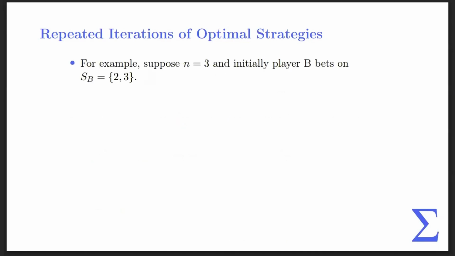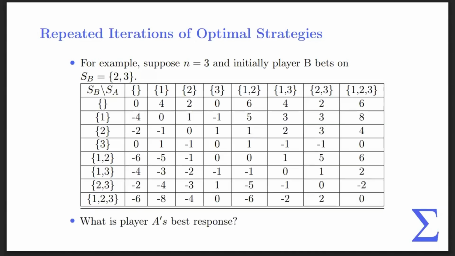Let's suppose that n is 3. Again, we're pretty much only going to use examples with n equal to 3 because otherwise it gets very long. But let's say initially player B only bets on 2 and 3. So here's the table again. What would player A's best response be? Yeah. Player A should bet on 3. So we'll end up at this cell right here.